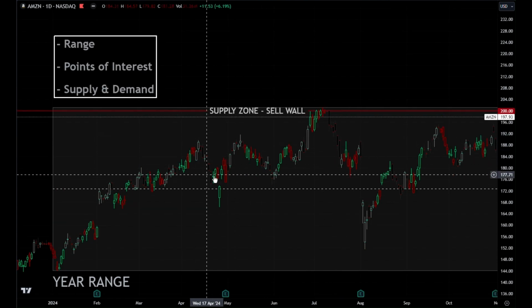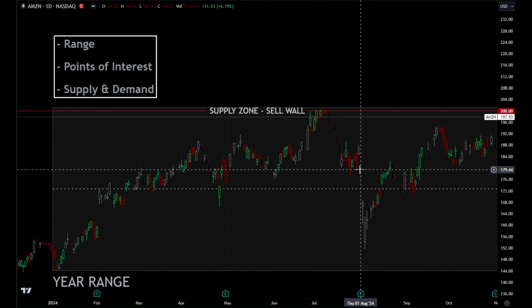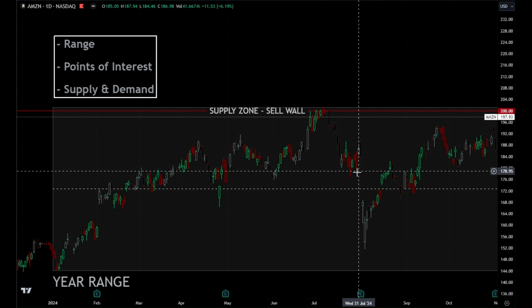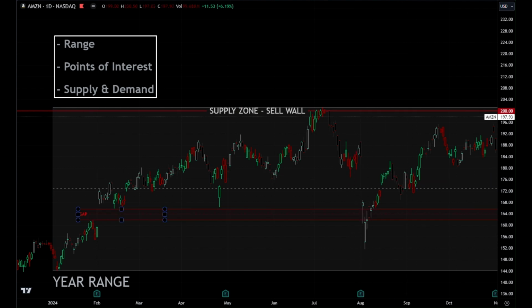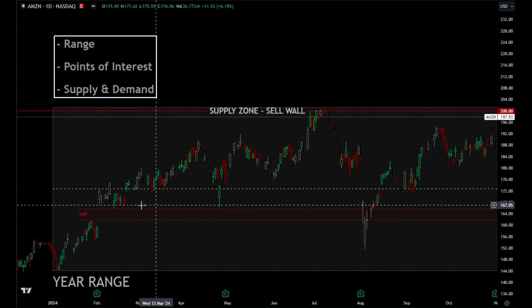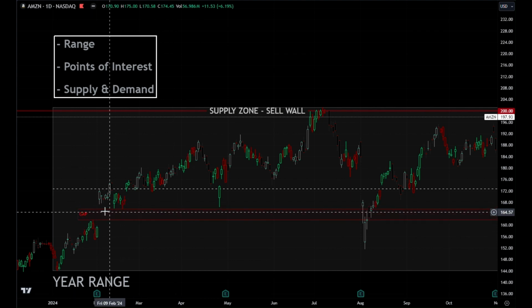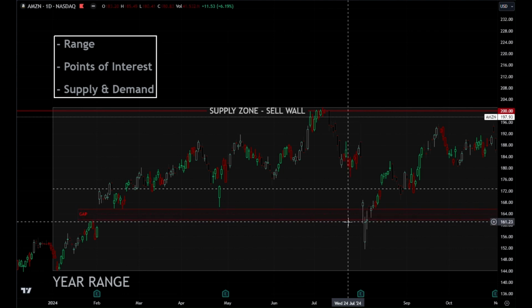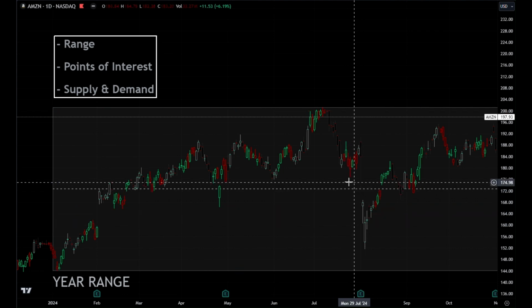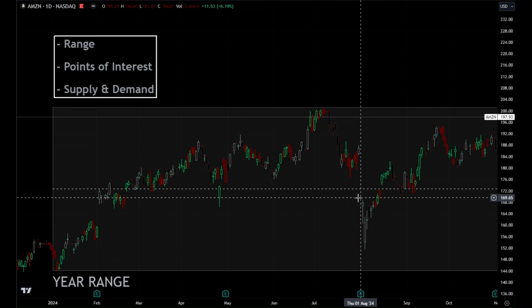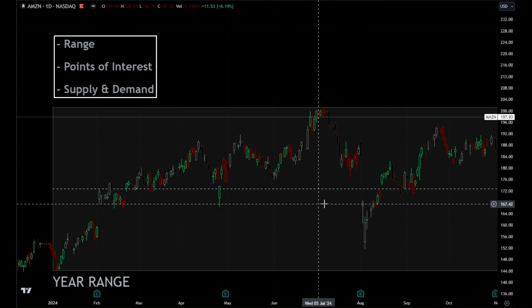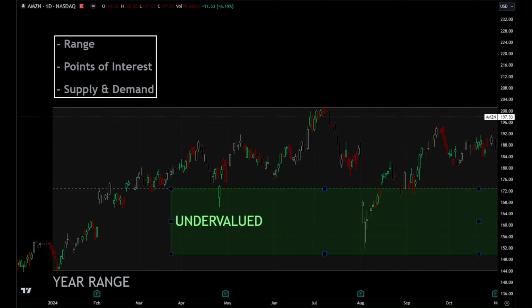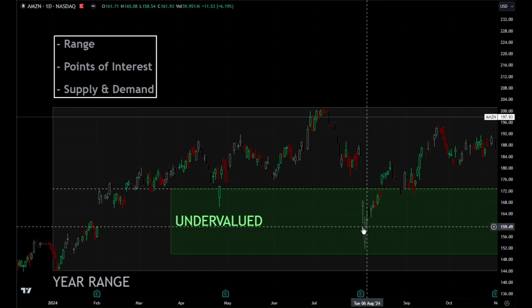We can see the buyers weakening and selling continued back down into the area of our previous range. However, a market anomaly unrelated to Amazon occurred around this time, and that created a massive sell-off, notably filling a gap that was created earlier in the year, as well as price crossing below the middle line of the current year range, making the stock undervalued in a bull cycle.